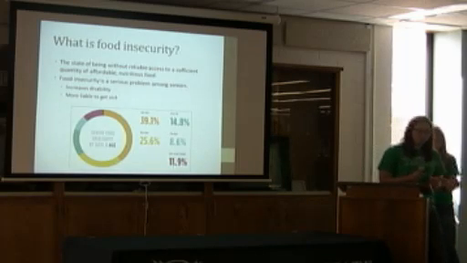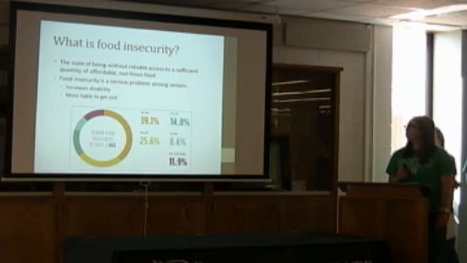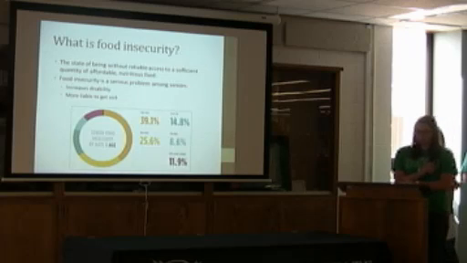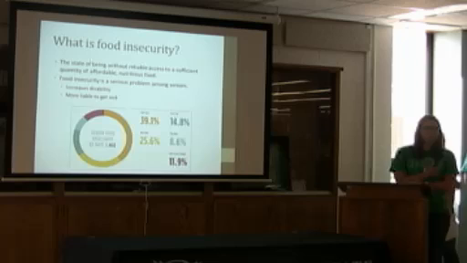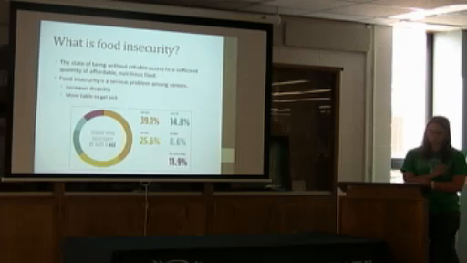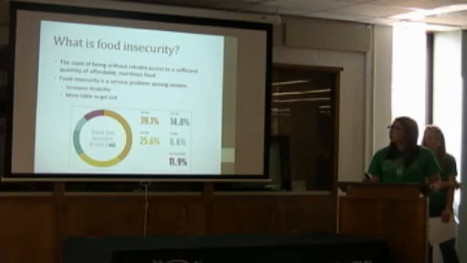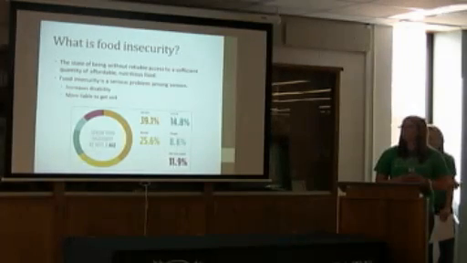So what is food insecurity? It's the state of being without reliable access to a sufficient quantity of affordable, nutritious food. Healthy food isn't exactly cheap anymore, so that's becoming more of a problem. People are just going for the cheap food and not getting the nutrients that they need. It's becoming a really huge problem among seniors. It increases their disability, and they're more liable to get sick. Hospital stays may be longer.